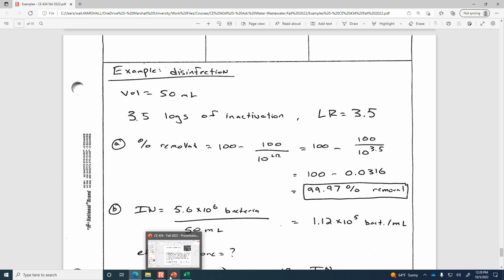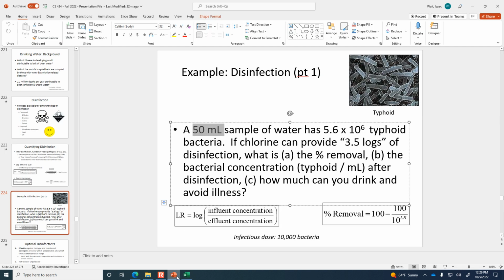Now, as I already suggested, there's more than one way to do this part B. One of them is to substitute into this formula and solve for effluent concentration, or the other is to use the percent removal that you've just calculated. I'm going to illustrate the first, and I wrote on the board a hint in case maybe the logarithm properties aren't fresh in your mind. So this LR is equal to the log of the ratio.